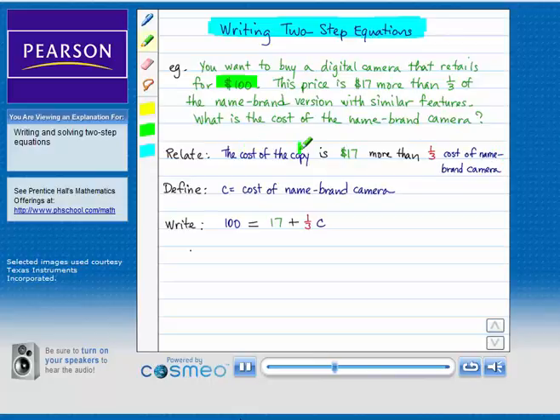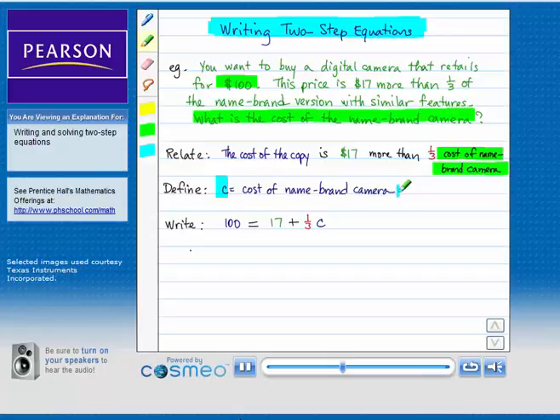Okay, so once I've written that out in simple form, then what I need to do is identify what it is that's unknown or what it is that I'm looking for. Well, here's the question. What is the cost of the name brand camera? So that, of course, is the unknown. So I'm going to then select a variable to represent that. In this case, I chose C for the cost of the name brand camera.